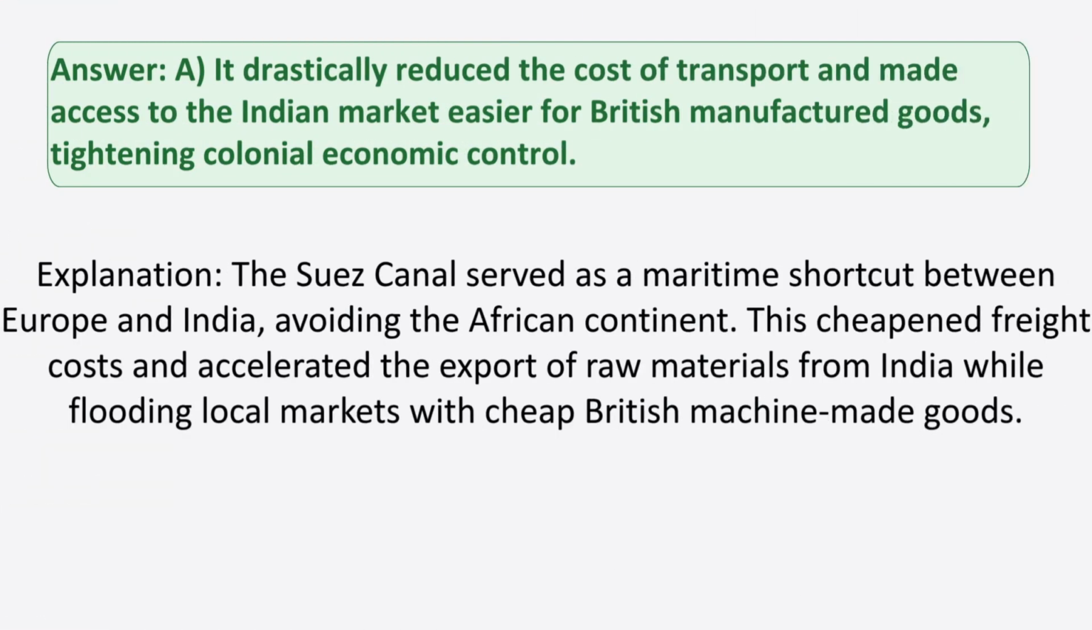The Suez Canal served as a maritime shortcut between Europe and India, avoiding the African continent. This shipment freight cost reduction accelerated the export of raw materials from India while flooding local markets with cheap British machine made goods.